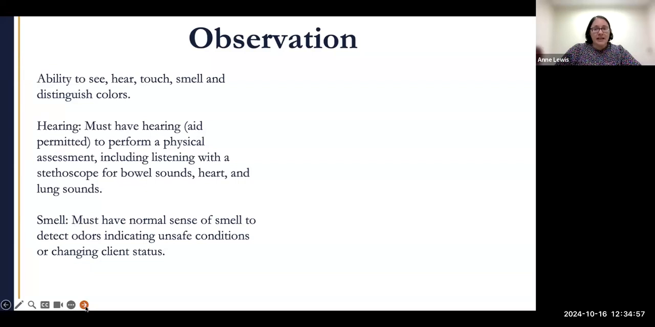Okay, so this slide reads, the ability to see, hear, touch, smell, and distinguish colors. Hearing, must have hearing, aid permitted, to perform a physical assessment, including listening with a stethoscope for bowel sounds, heart, and lung sounds. Smell, must have normal sense of smell to detect odors indicating unsafe conditions or changing client status. So using these same skills, let's crowdsource again in the chat the terms you think point to organic technical standards. I'll give you a few moments to do that.